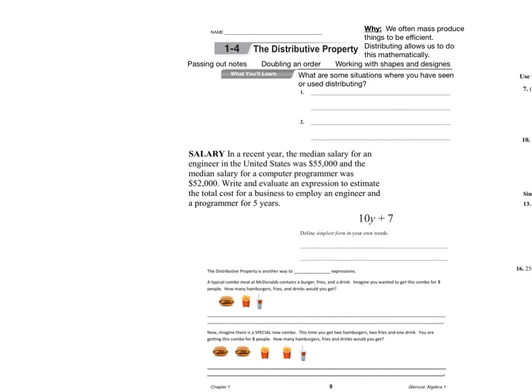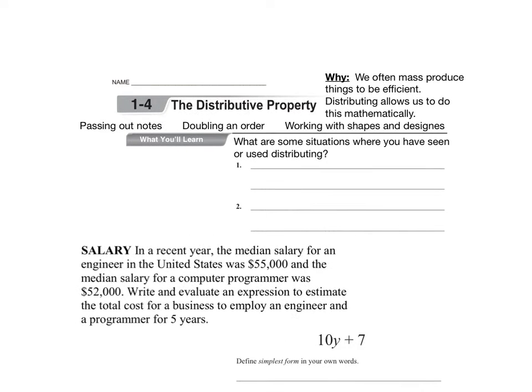Hello, here we're going to look at 1.4, the distributive property. Here's the why. We often mass produce things to be efficient. Distributing allows us to do this mathematically.